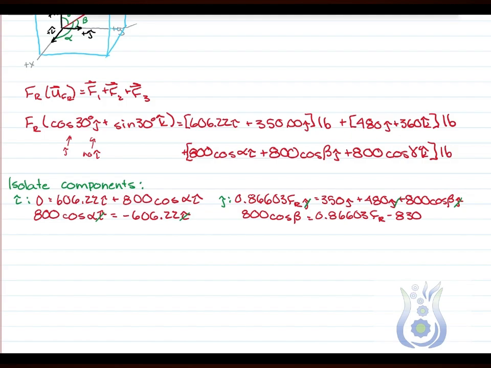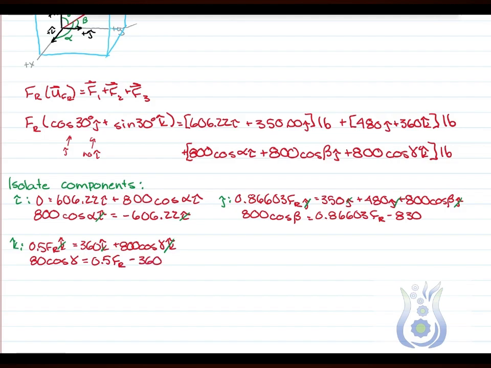So looking at k, on the left-hand side, we have sine 30 degrees k caret. So we have 0.5 FR k caret equals, in the first component, there's no k. In the second component, there's 360 k caret. And in the third component, it's plus 800 cosine gamma k caret. So solving that down, we have 800 cosine gamma equals 0.5 FR minus 360.